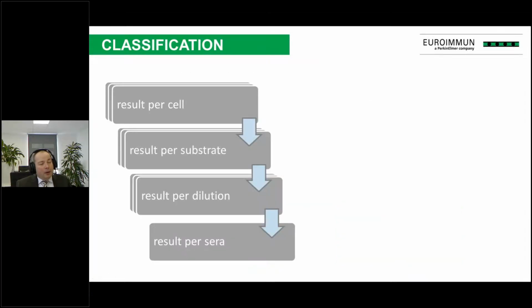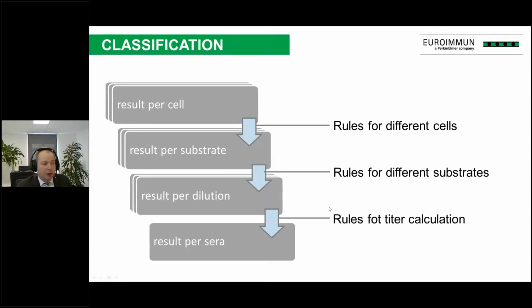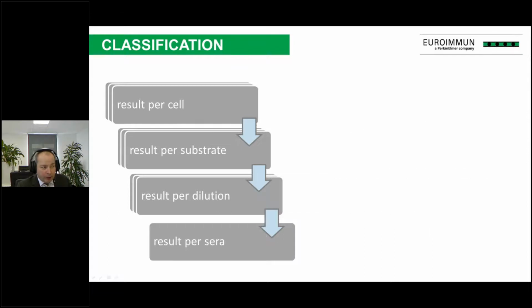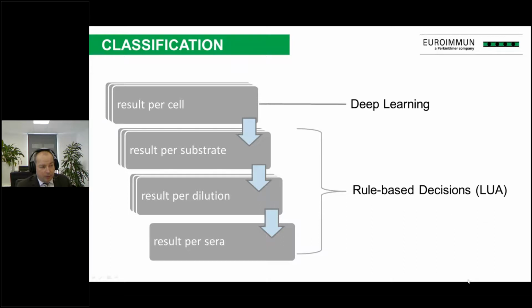So, back to the classification. Based on this NN classification in the past or deep learning, we calculate results per cell, and after that we have a huge rule-based tree to calculate for you results per substrate, results per dilution, and results per serum. And like I already described, the first step is deep learning. Other steps are written in a rule-based decision language that is very, very popular in AI, Lua.